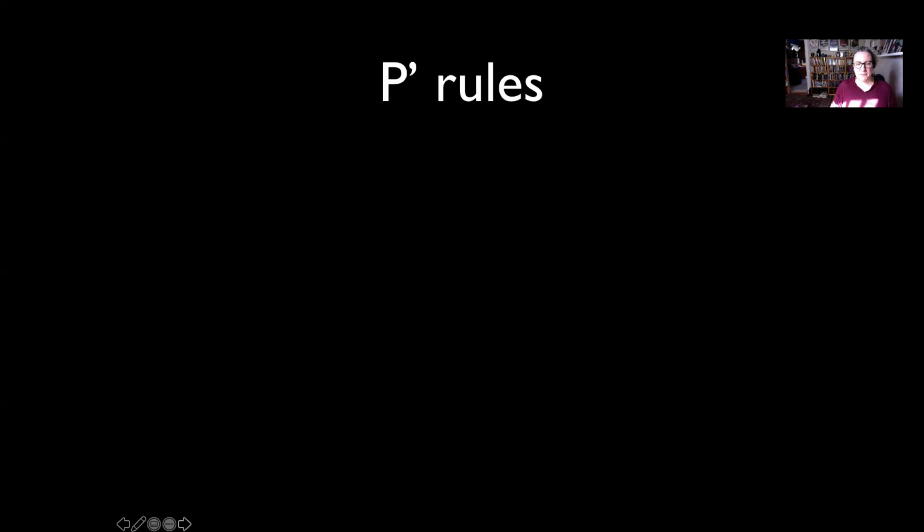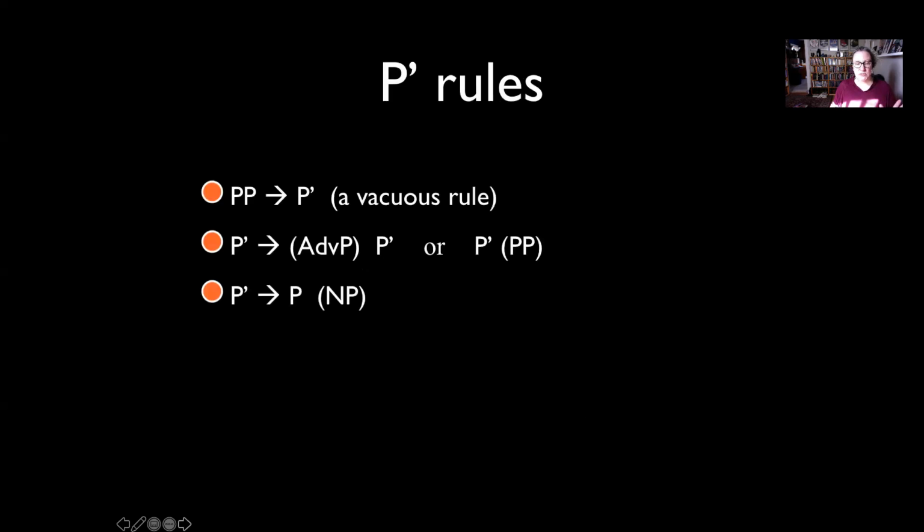And that makes it its own. So our P-bar rules, right? A prepositional phrase goes straight to P-bar, just like the verb phrase goes straight to V-bar. It's a vacuous rule. That means you just do it automatically. It's the thing you do.